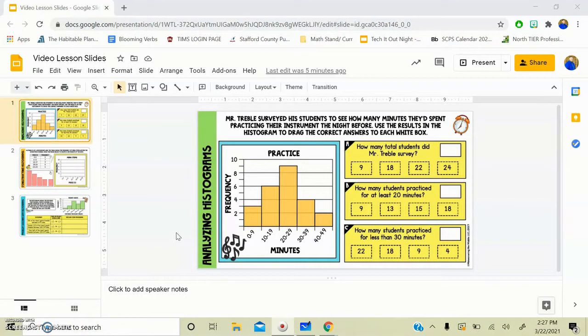There's a difference between a histogram and a bar graph. The bar graph has space in between each of the bars, whereas a histogram has no space between them.